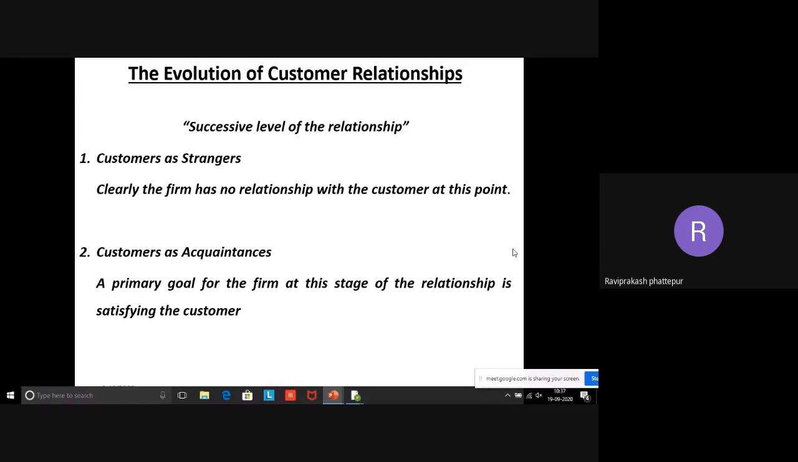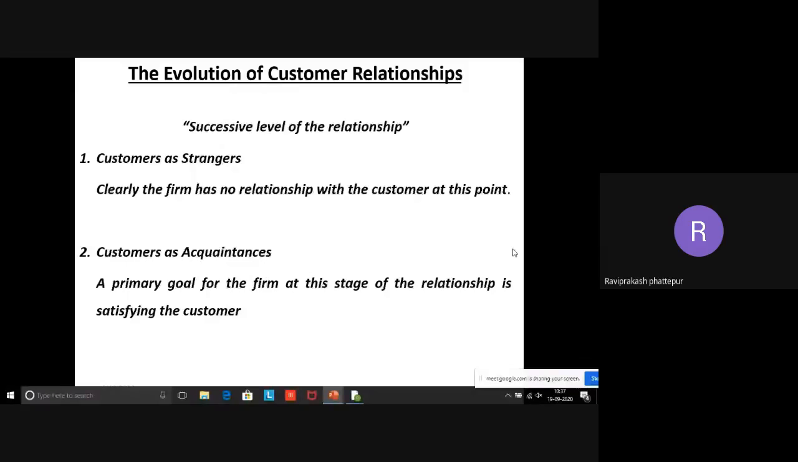Familiarity is established, and the customer and the firm become acquaintances. They know each other now, creating the basis for an exchange relationship for whatever he desires or whatever he is in need of. A primary goal for the firm at this stage of the relationship is satisfying the customer.